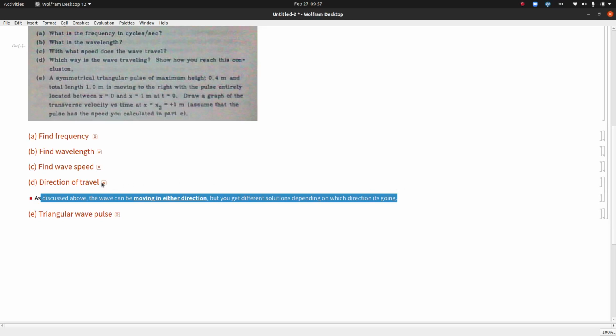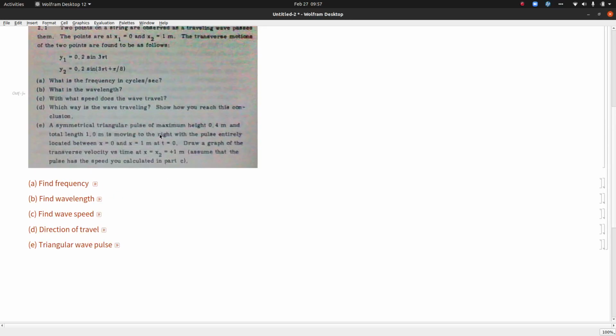Lastly, we've got this part E. We've got a symmetric triangular pulse of maximum height 0.4 with a total length of 1 meter, moving to the right with a pulse that's entirely located between x equals 0 and x equals 1 at time t equals 0. So here it wants us to draw a graph of the transverse velocity versus time at x2 equals 1 meter.